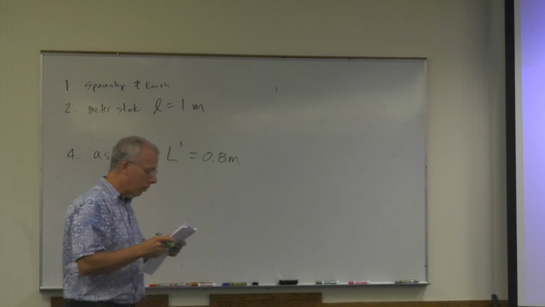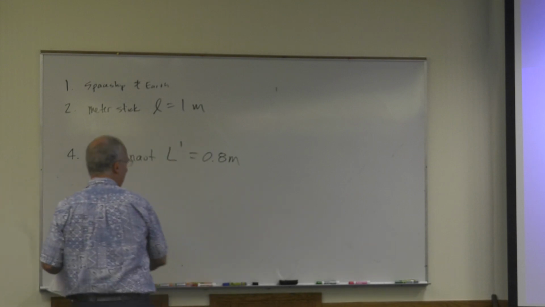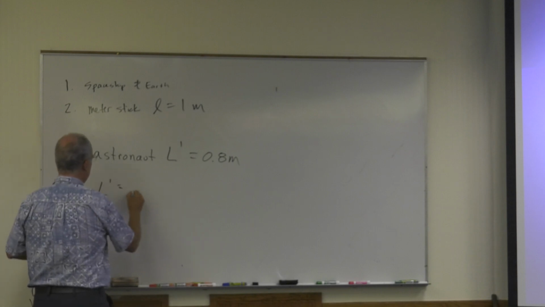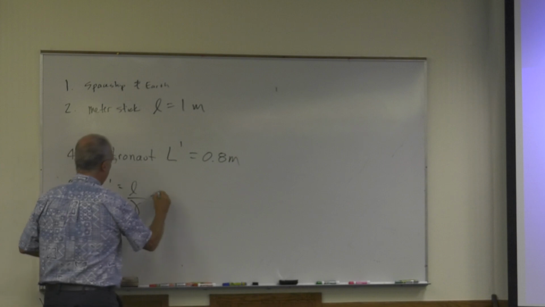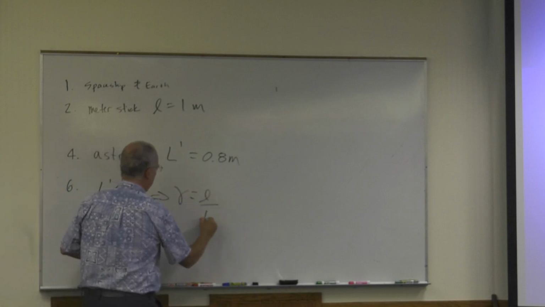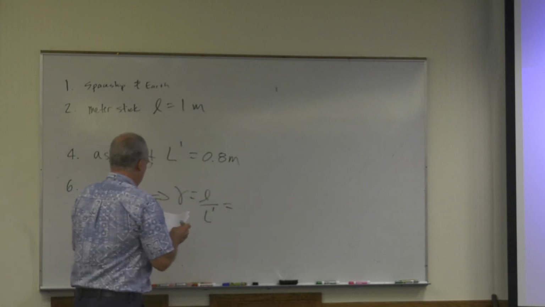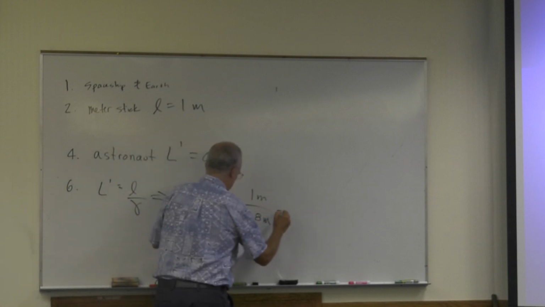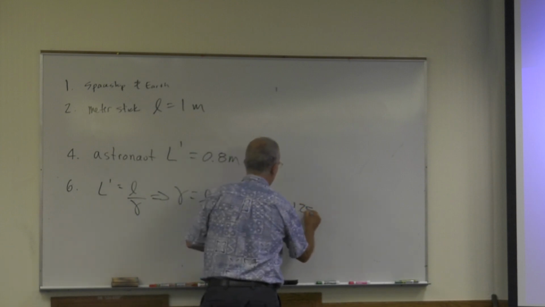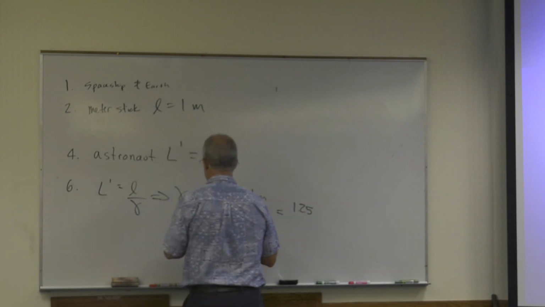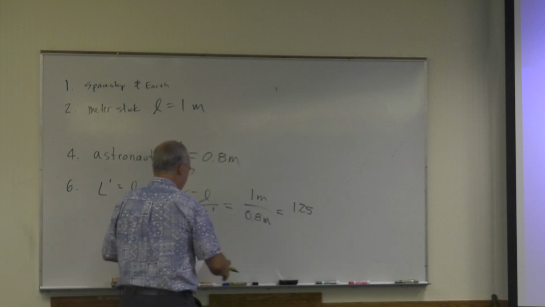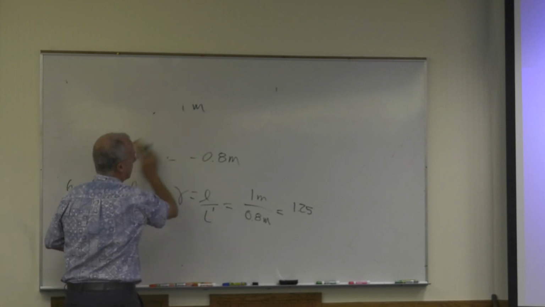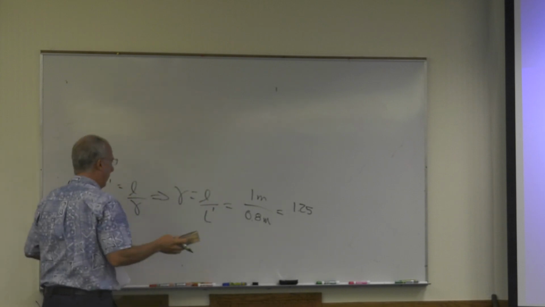Okay, so guess what? Calculate gamma. So let's do that. Okay, so L prime equals L over gamma. Therefore, gamma equals L over L prime. So that's 1 meter over 0.8 meters, and that's 1.25. Okay? All right, so now we know gamma, but it says that we want to find the speed. That just means calculate beta.